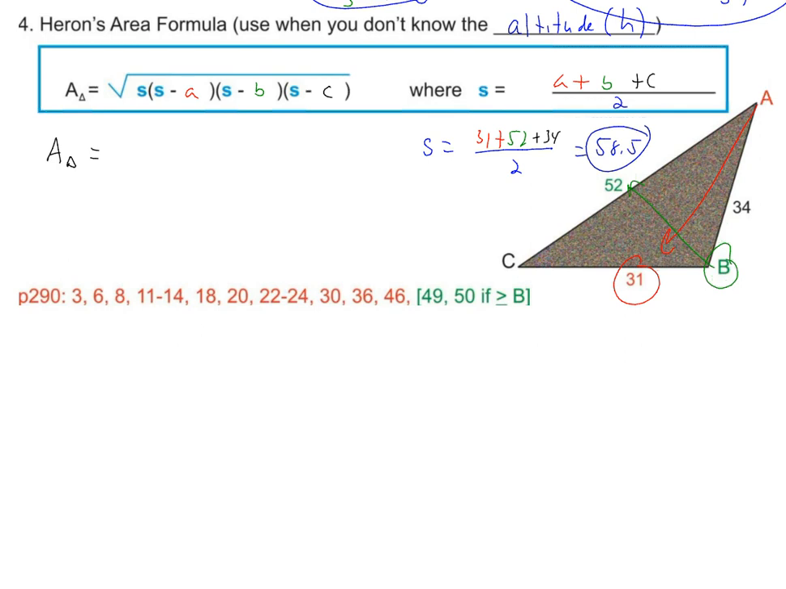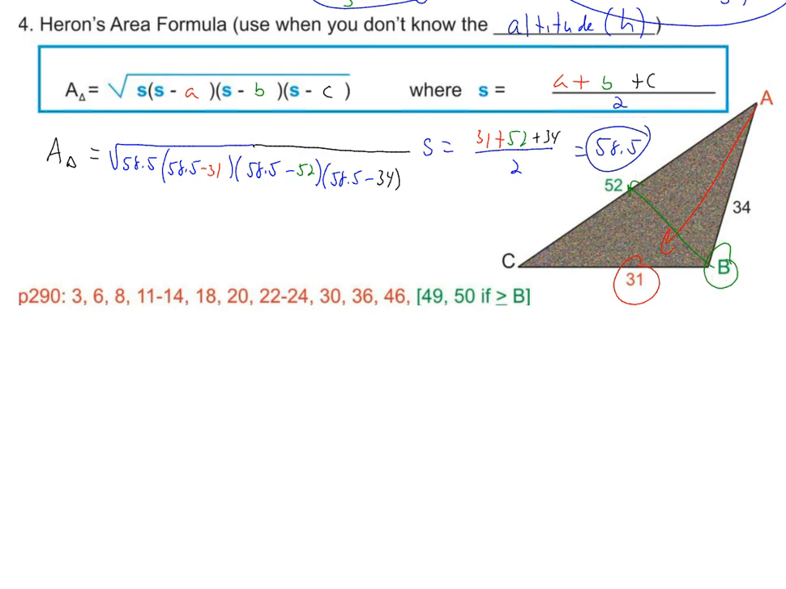Now I'm going to run my formula. We have the square root of 58.5 times 58.5 minus 31, times 58.5 minus, what's B? 52. You can see this gets a little long, times 58.5 minus 34. By the way, if you use your calculator, I would put 58.5 into my memory. Therefore, I won't have to punch that in every time. I'll just hit recall memory. All of this goes underneath the radical sign.